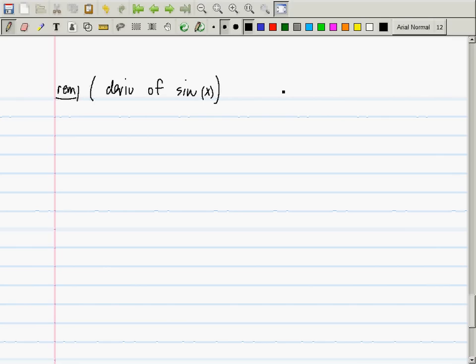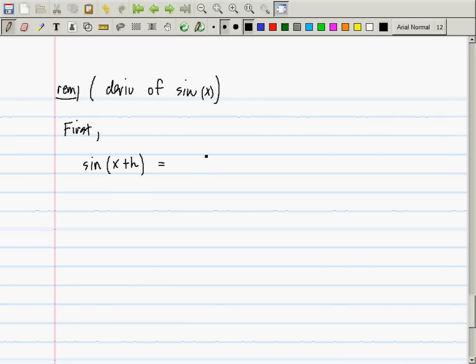But let's see why that's the case. Before we do anything, we need to know we're going to have to deal with this expression, the sine of x plus h. Eventually we're going to have to deal with that.